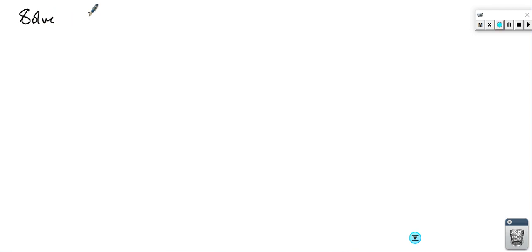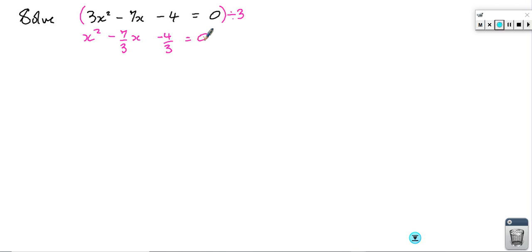Solve 3x squared minus 7x minus 4 is equal to 0. Okay, so this time I'm going to divide by the coefficient of x squared, which is 3. Dividing by 3, I get x squared minus 7 on 3x minus 4 on 3 is equal to 0. That was the first step. Second step, place the constant on the other side of the equation. So I have x squared minus 7 on 3x is equal to 4 on 3.